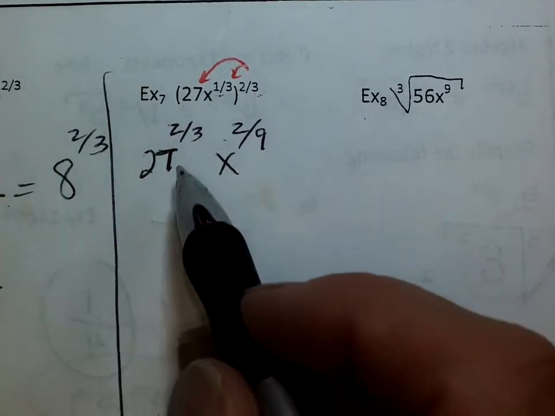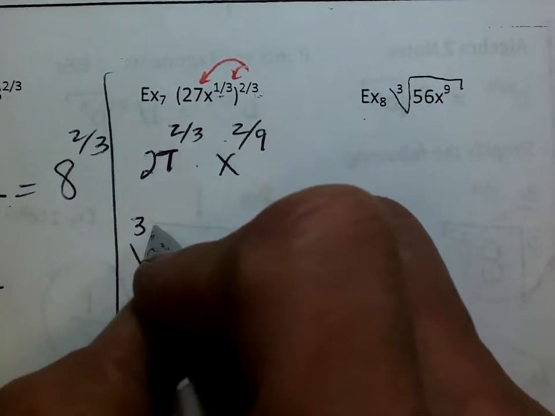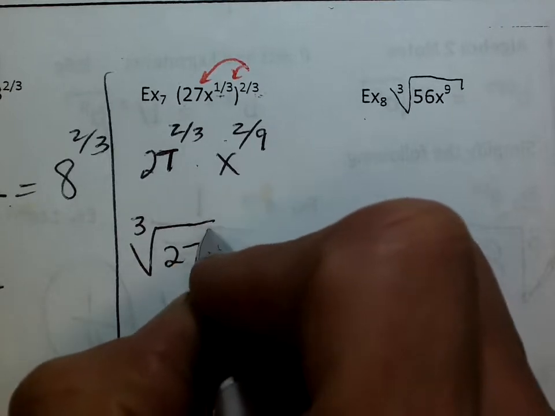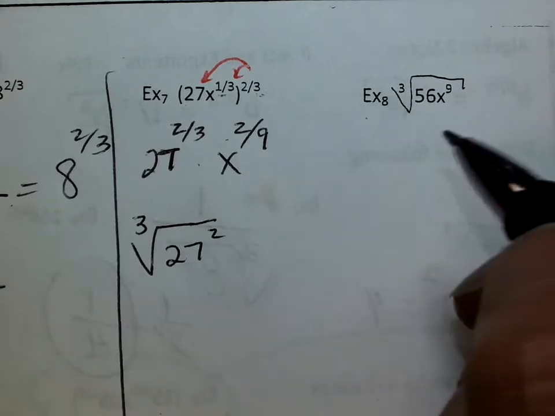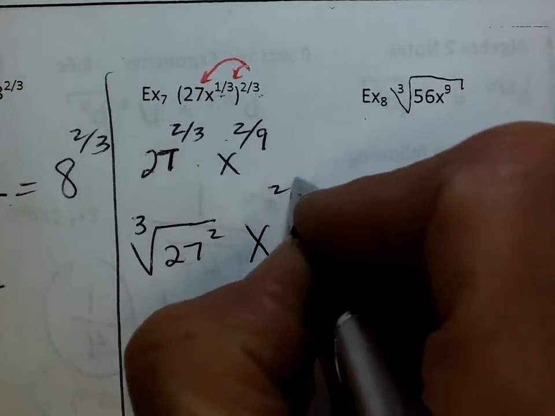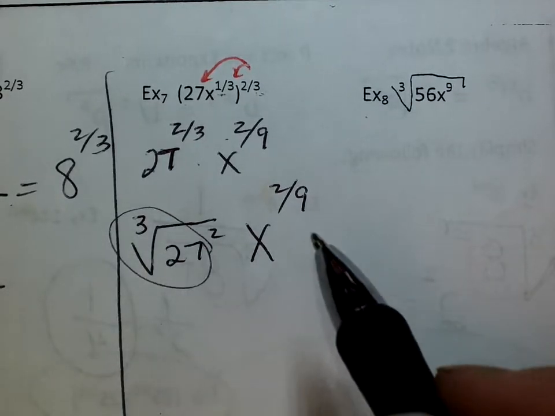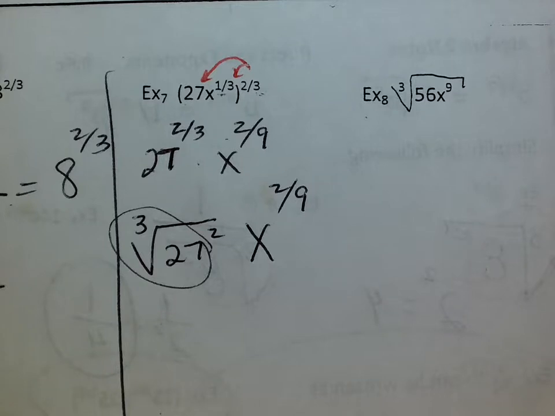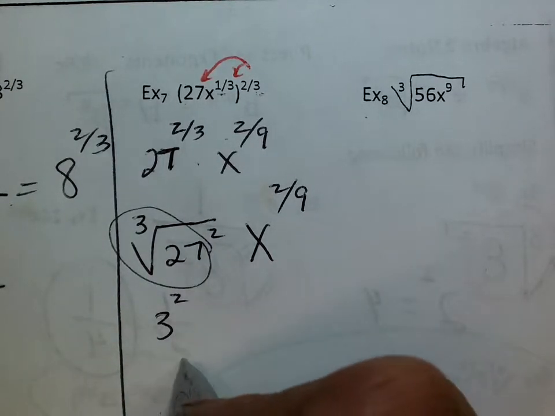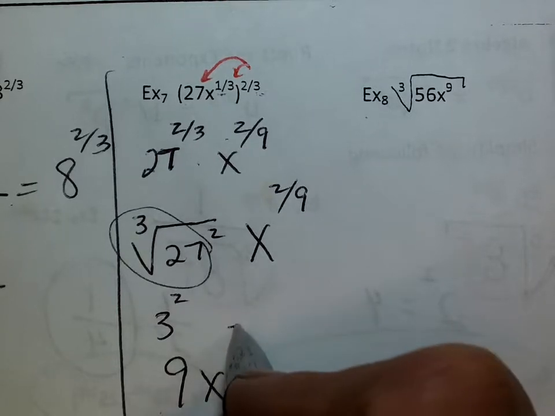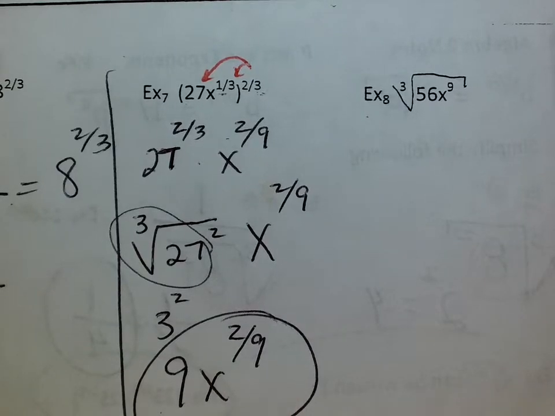Now 27 to the 2/3 power. Okay, let's just do this one. That's the same thing as cube root of 27 squared. And x to the 2/9, you can't do anything with it. You really can't. So I'm going to leave it at x to the 2/9. It's kind of stuck with that ugly thing, but that's okay. Cube root of 27. What times what times what makes 27? 3, and then we know that 3 squared is 9. So I get 9x to the 2/9. I wish I could do something with that, but I can't.